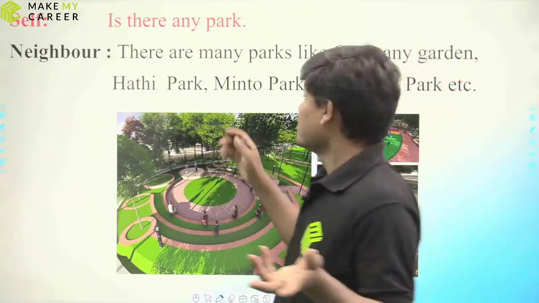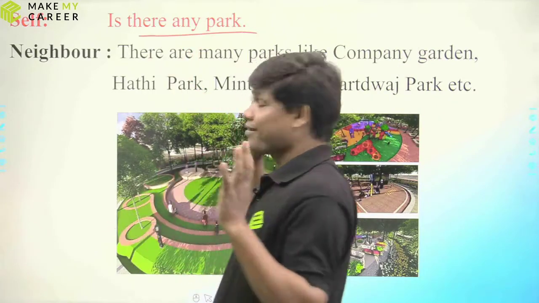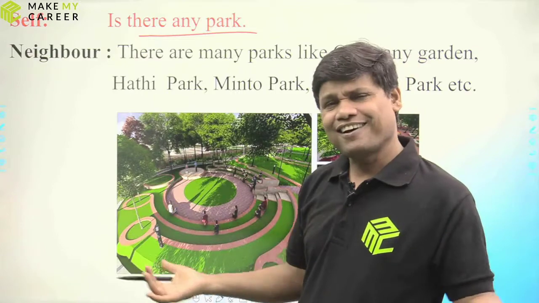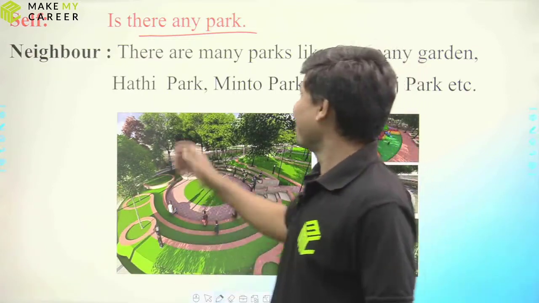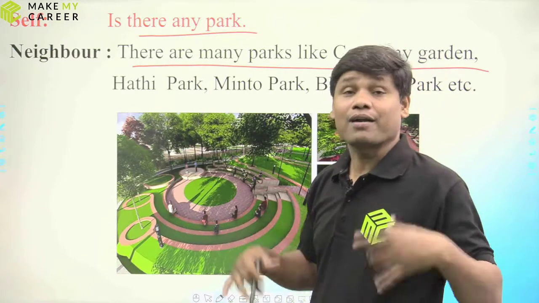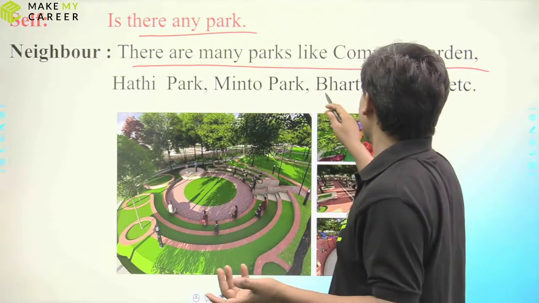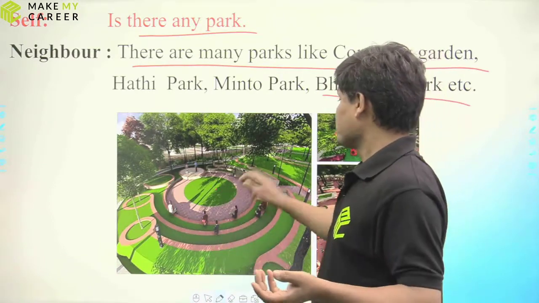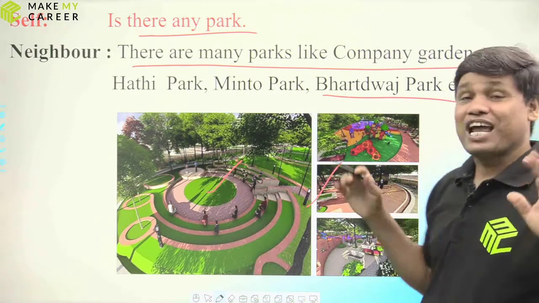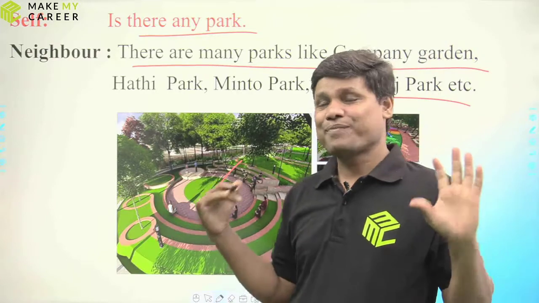Then he asks, sir, is there any park, a good park? The neighbour said, oh sir, there are so many beautiful parks, like Company Garden, Hathi Park, Minto Park, okay, and Bharadwaj Park. You can see the beautiful picture of parks, okay, so everyone likes to go to the park.